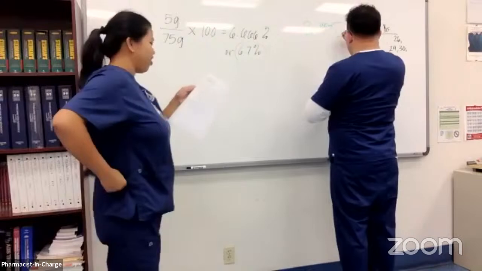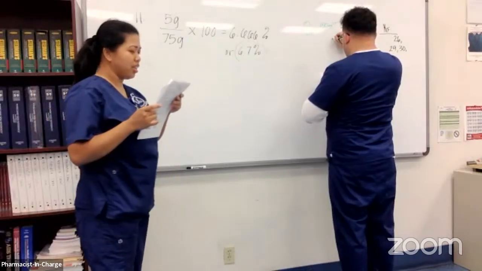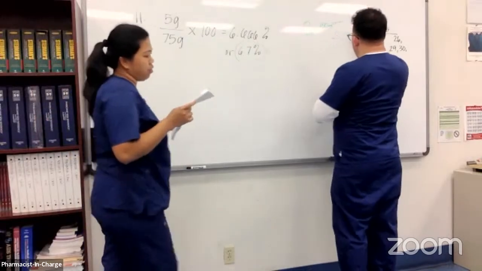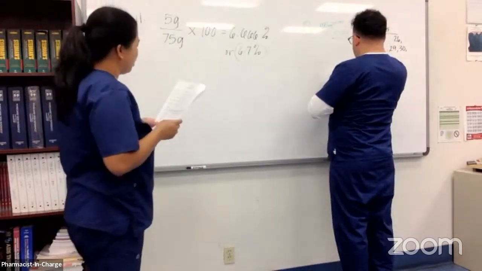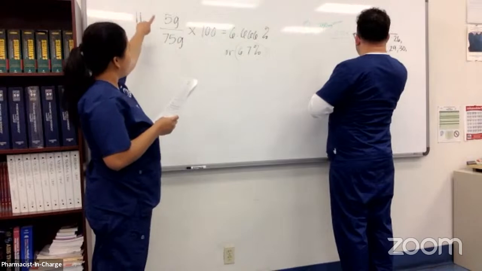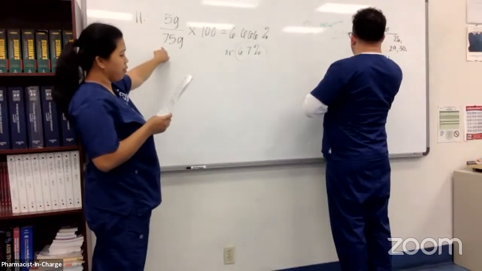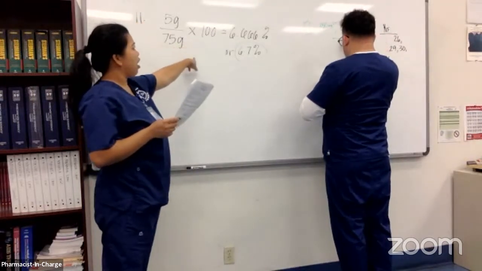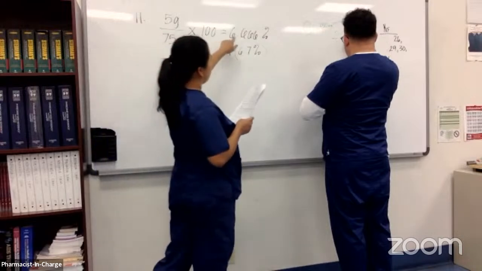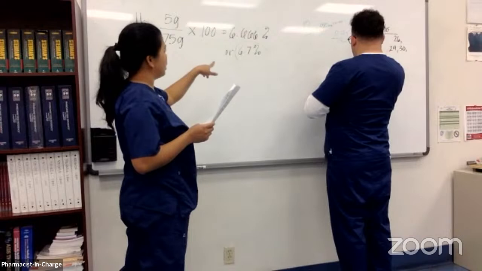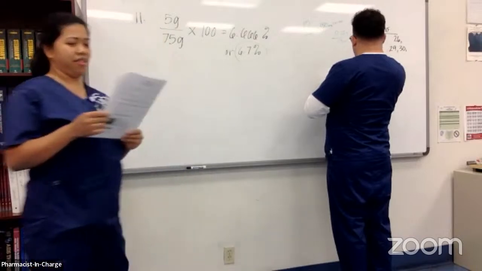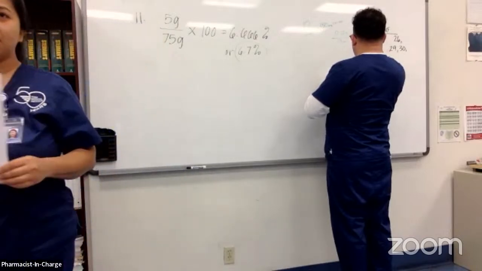The question is, if there are 5 grams of zinc in 75 grams of ointment, what is the percentage of drug? So I divided 5 grams by 75 grams times 100, 6.66%, and rounded off will be 6.7%. The option that is closest is 6.7.